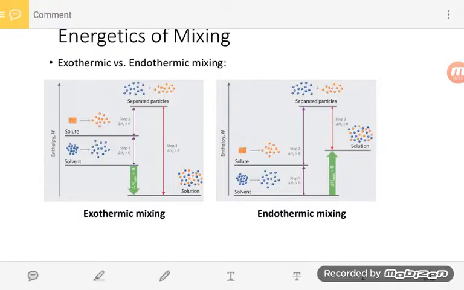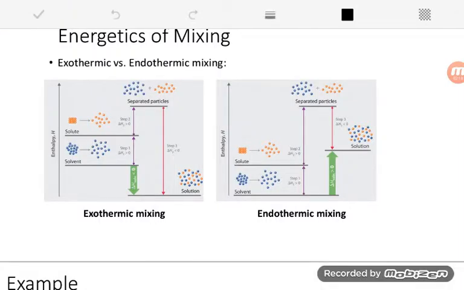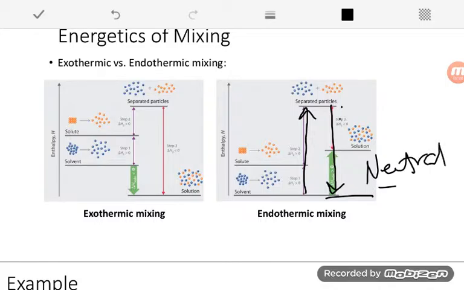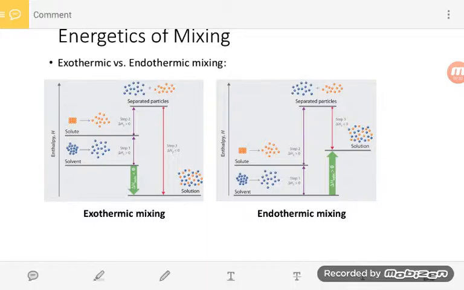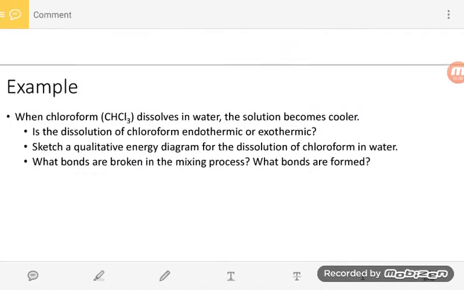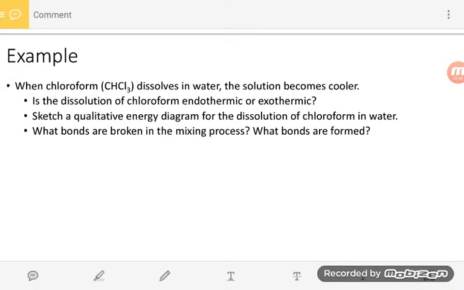Now, sometimes we don't really experience an energy or a temperature change. This is what's called neutral mixing, and that would be if the amount required to separate them was pretty much exactly the same as how much was released. So if they start and end in the same place, that would be neutral mixing, and we also see that a lot. So we should be able to do some qualitative problem solving when it comes to the energetics of mixing. So let's look at the types of problems we could look at.